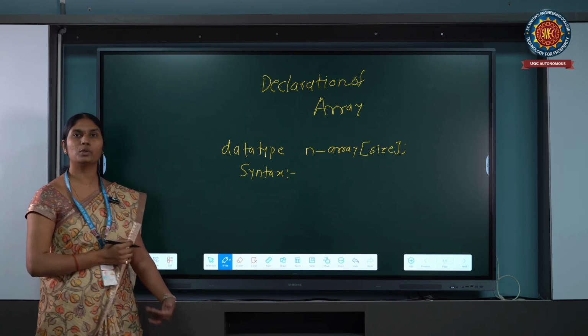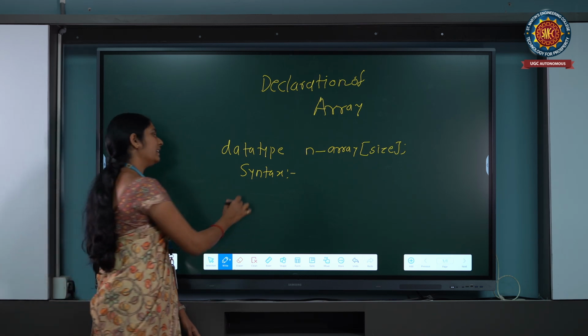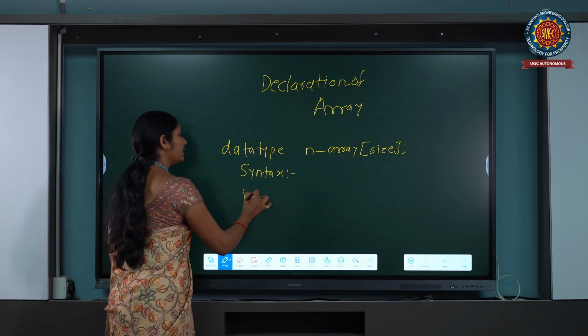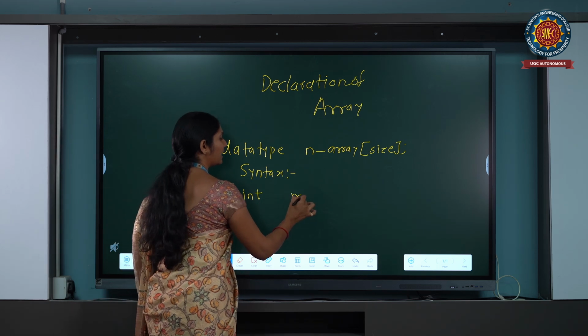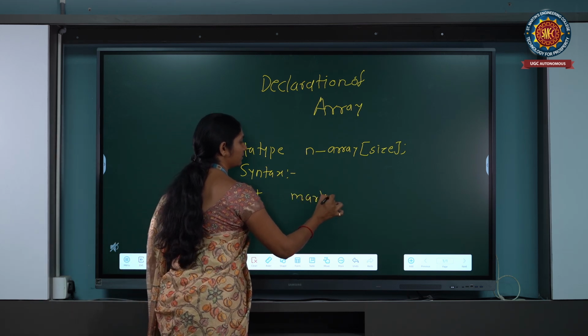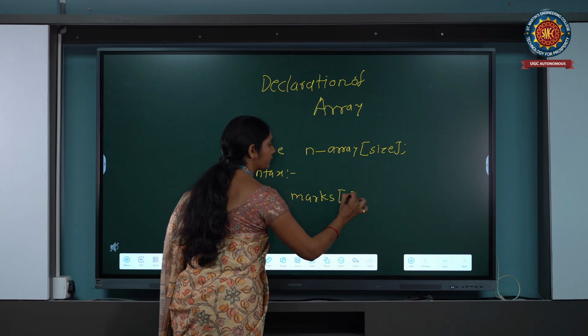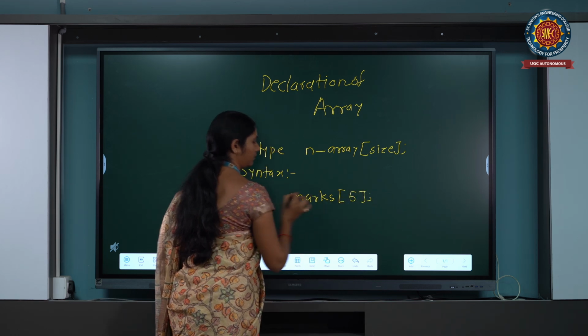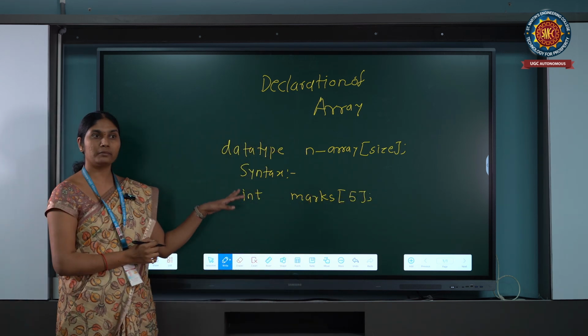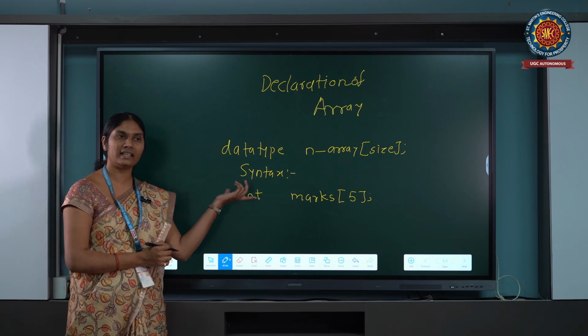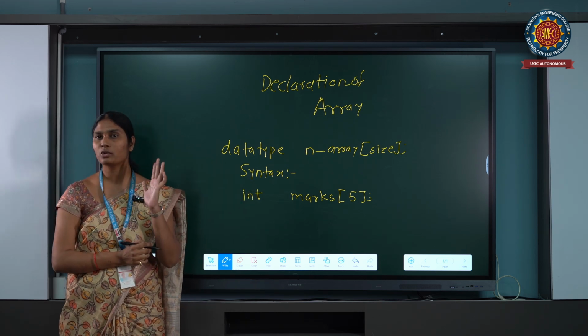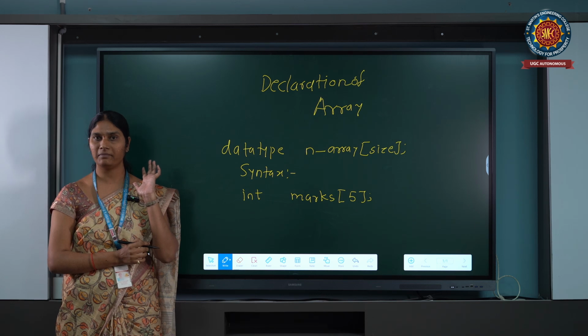Suppose I want to write an example. I will take the data type as an integer, and the name of the array, consider I am taking it as marks. I want to store 5 subjects' marks, so I am storing integer data type values. We cannot store different types of data type values.